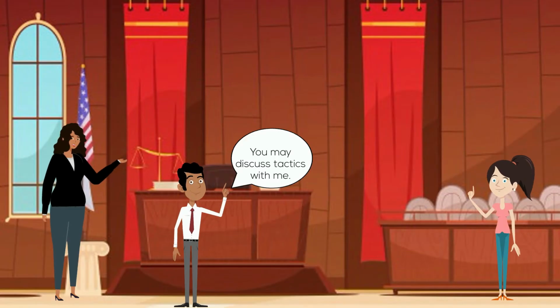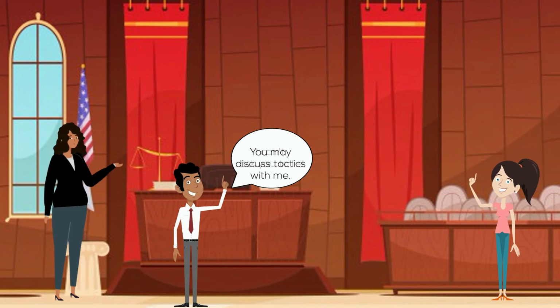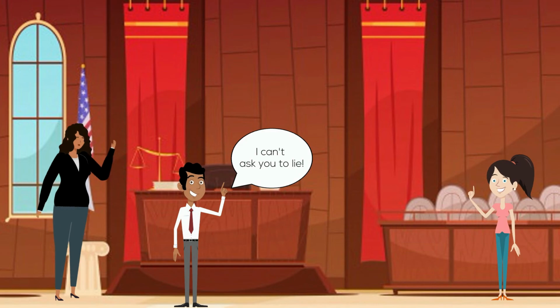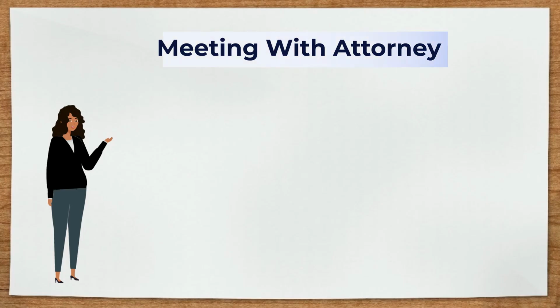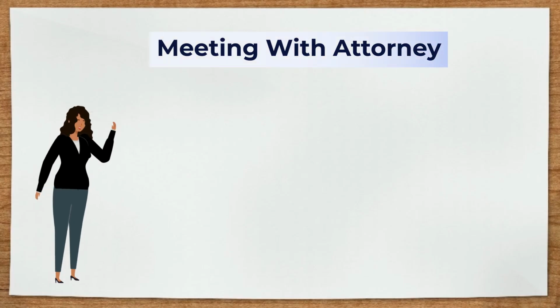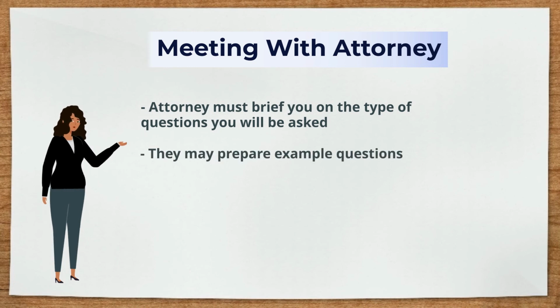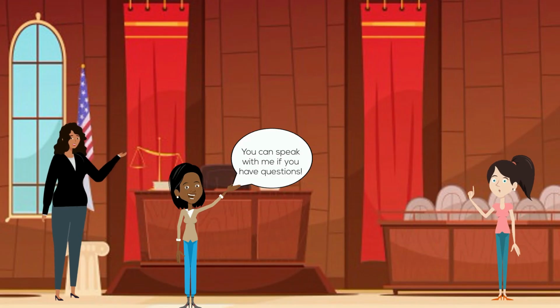You may discuss tactics and strategy with your attorney. However, they cannot ask you to lie under oath, for this is known as perjury. It is important that before a deposition and before trial, your attorney briefs you on the type of questions you will be asked and to what end. They may even prepare example questions for you to practice with in order for you to develop your story in your head. If, as a witness, you ever have a question about your character, you must speak with your case manager.